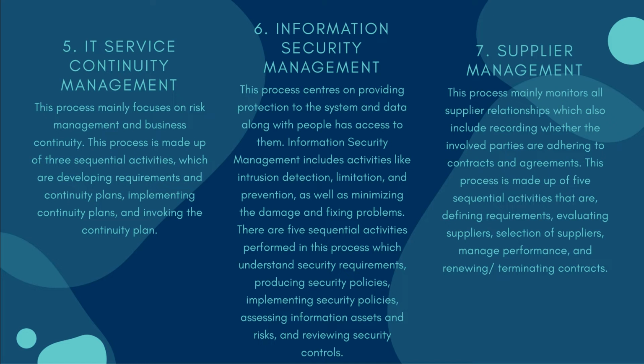7. Supplier management. This process mainly monitors all supplier relationships, which also include recording whether the involved parties are adhering to contracts and agreements. This process is made up of 5 sequential activities that are defining requirements, evaluating suppliers, selection of suppliers, managing performance, and renewing or terminating contracts.